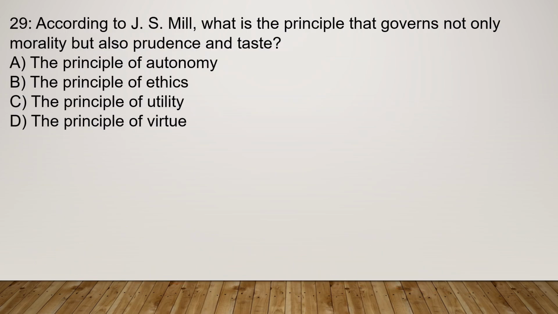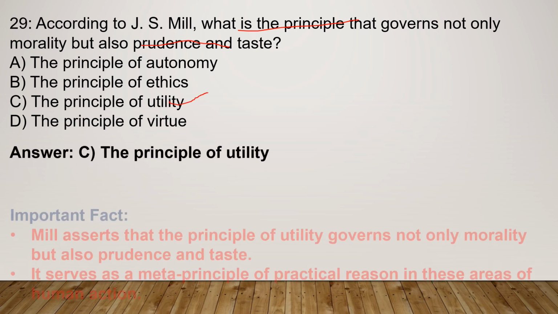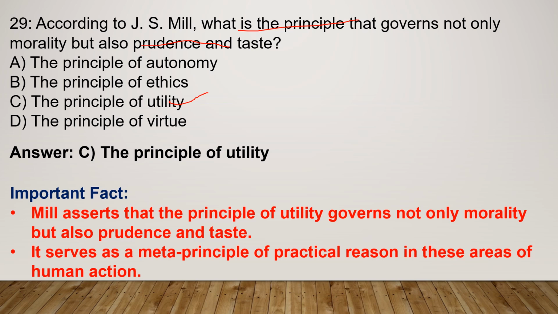According to J.S. Mill, what is the principle that governs not only morality but also prudence and taste? This is the principle of utility. Option C. Mill asserts that the principle of utility governs not only morality but also prudence and taste. It serves as a meta principle of practical reason in these areas of human action.